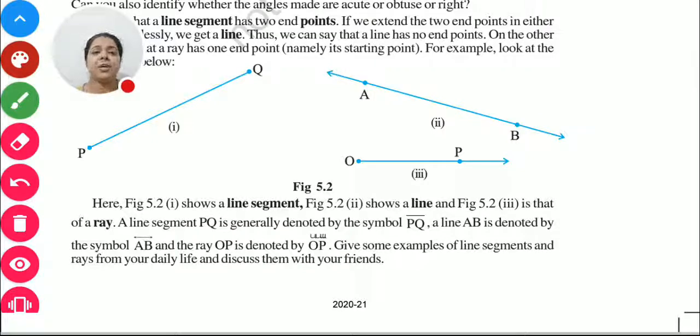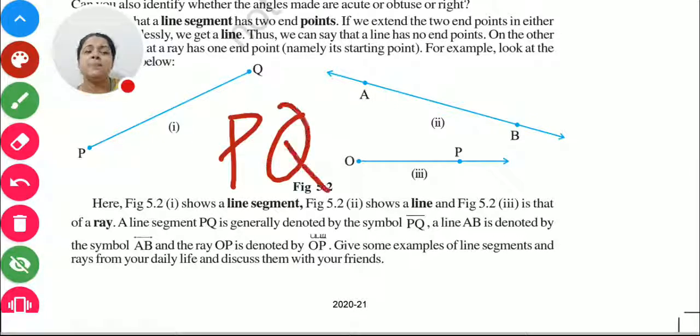So if the name comes, how can you write the name? The same arrow goes there. If I say it is PQ, just PQ, how can we identify whether it is a ray, a line segment, or a line? So here I use only the letters P and Q, and then I let you know what a line segment is. You just see here, this is a line segment. Why? Because it doesn't have any arrow, meaning it has two endpoints. So this is called a line segment. Here PQ is a line segment.